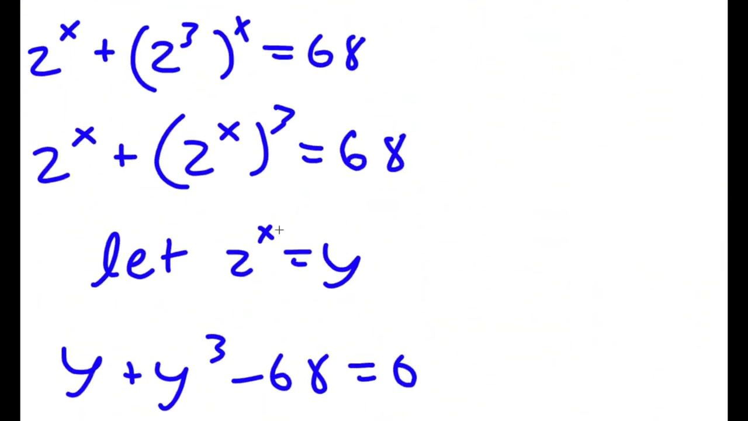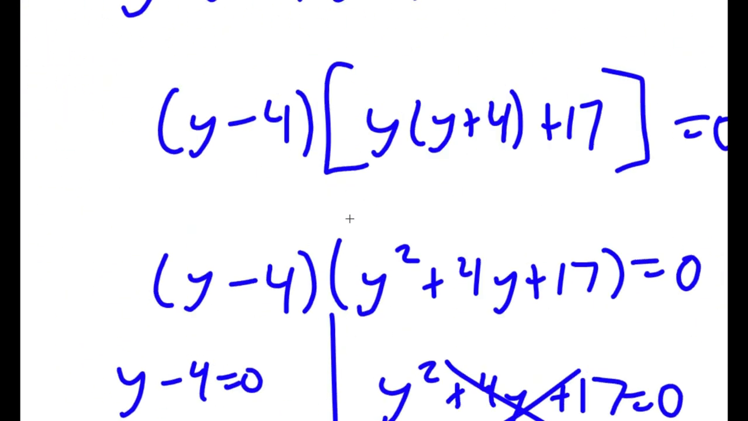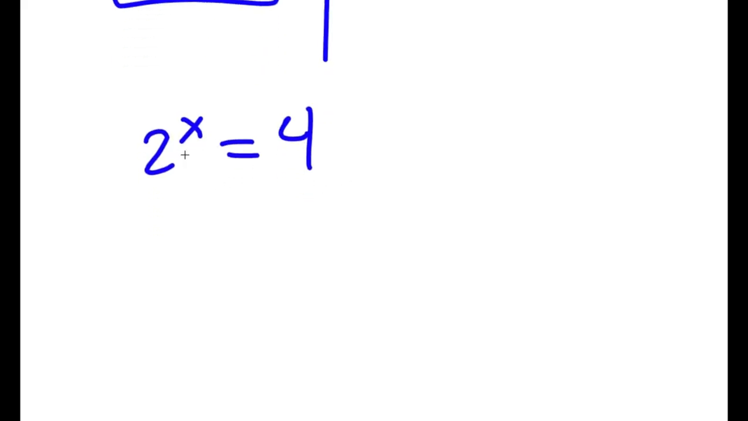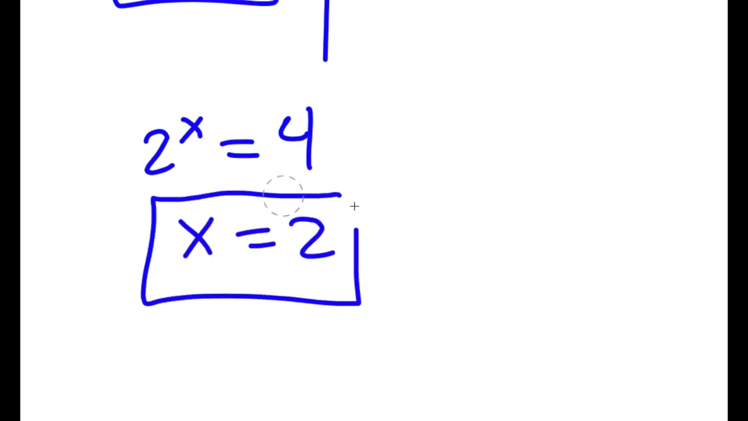And now remember how we let 2 to the power of x equal to y. So now if I have 2 to the power of x is equal to y, and y is 4, that means I have 2 to the power of x is equal to 4. And 2 to the power of what number equals 4? 2, right? So I get x is equal to 2. And this is my solution to this problem.